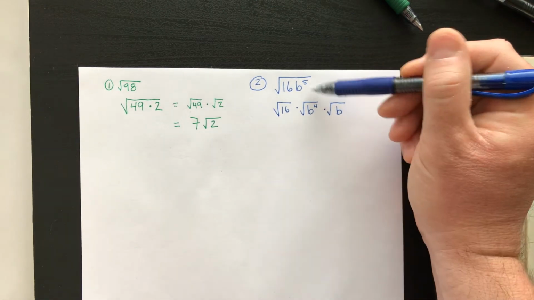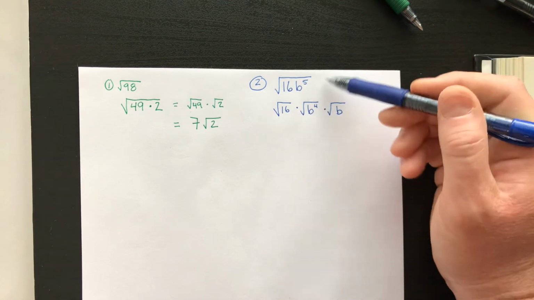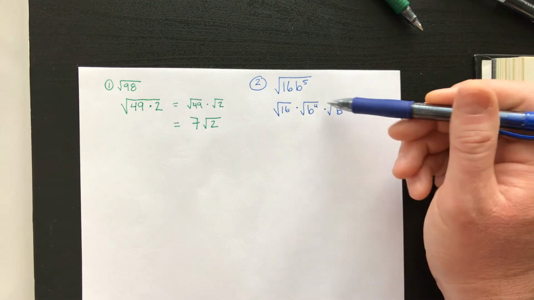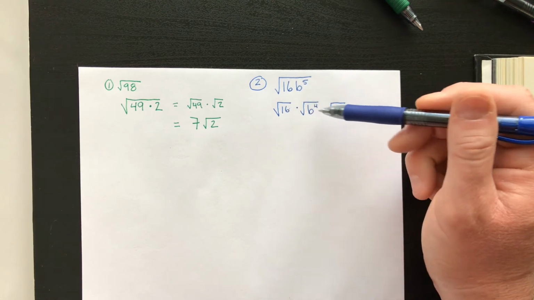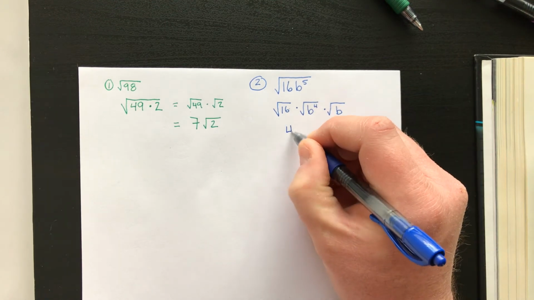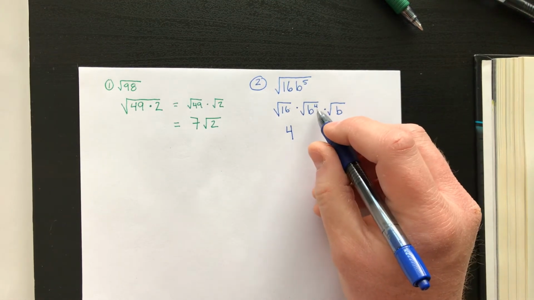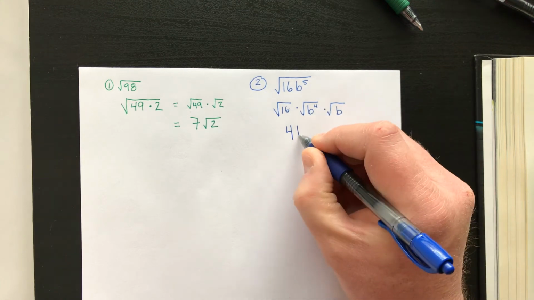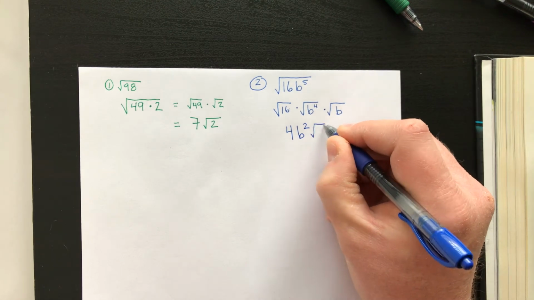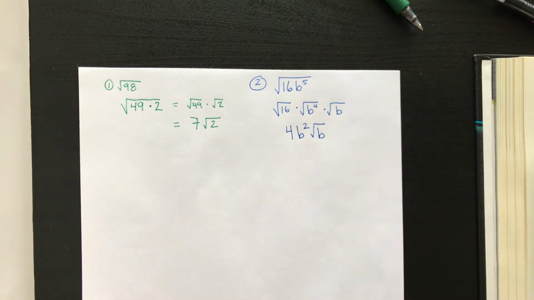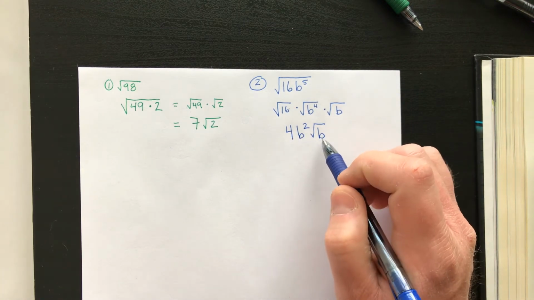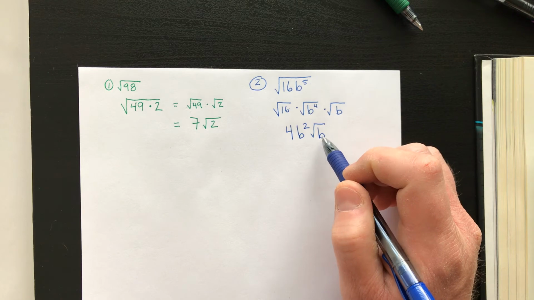Aren't these two things just the same thing? Square root of 16, there's my square root of 16. And then b to the 4th times b is b to the 5th. But I broke it down like this because what's the square root of 16? That's 4. What is the square root of b to the 4th? That's b squared. And then what do I have left over? Square root of b. So my final answer would be 4b squared times the square root of b.